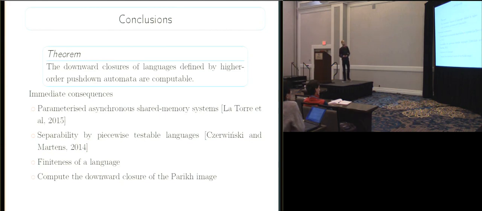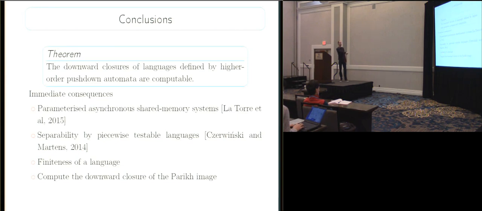There are also some other results we get for free. So one is separability by piecewise testable languages. Somehow that means if you have two systems, you might want to say, is there some approximation to the first system that still keeps me separate from the second? And with the downward closures, we can actually do that, or the diagonal problem, we can actually do that. And there are some other simple ones, like finiteness of a language.